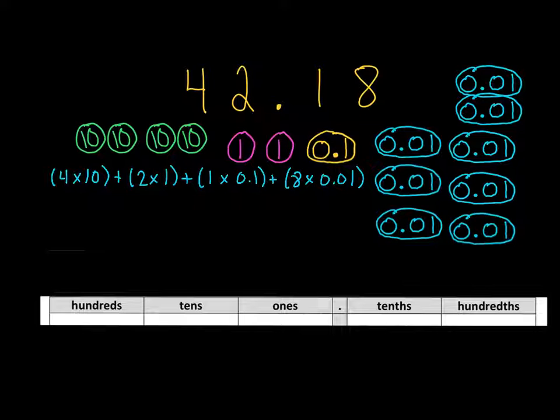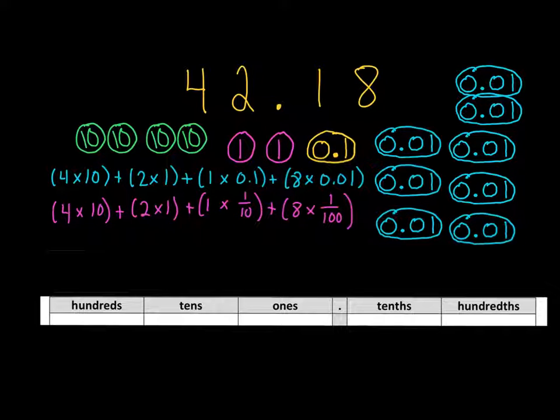What would it look like in fraction form? Well, our whole number is going to look very similar. We're going to say 4 copies of 10, which gives us 40, plus 2 copies of 1, plus 1 copy of 1 tenth, plus 8 copies of 100th. And that's how our expanded form would look.